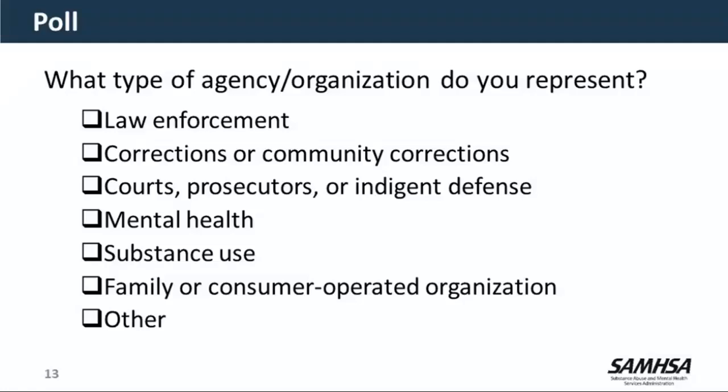As Melissa talked about early on, we had a poll that we wanted to get a better idea of who you are with us today, and we'll be taking a look at who some of you are, what disciplines you come from. And you can see, hopefully on the right-hand side of your screen, that we have a large number of you that come from mental health, substance use, corrections, and other categories. A smaller number from law enforcement and family or consumer-operated organizations, and approximately 10% of you working in the courts somewhere.